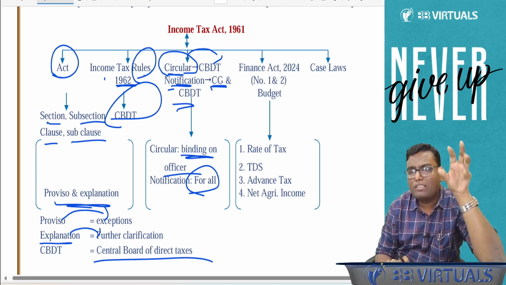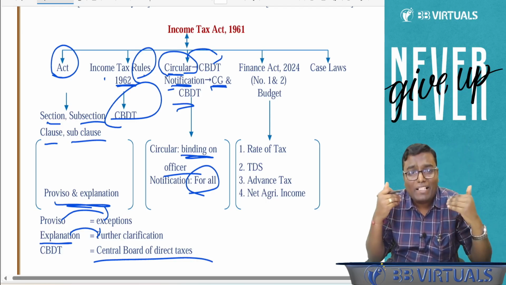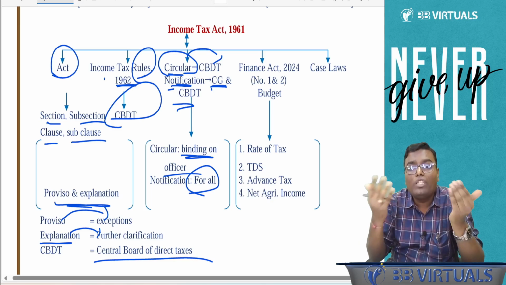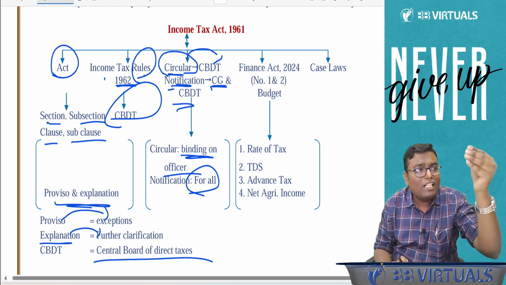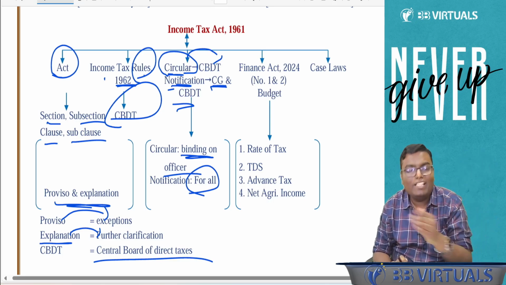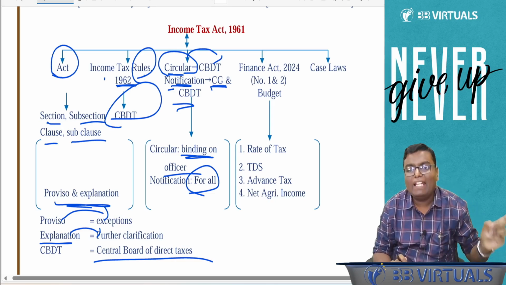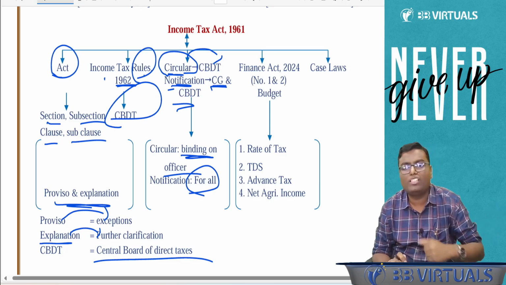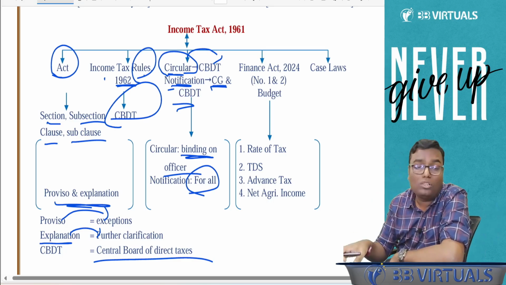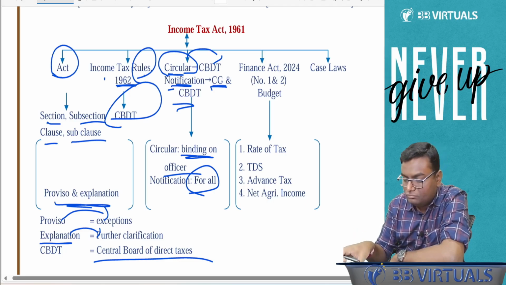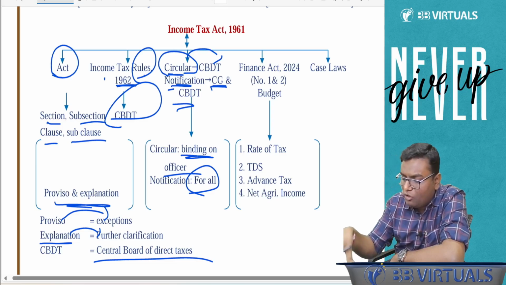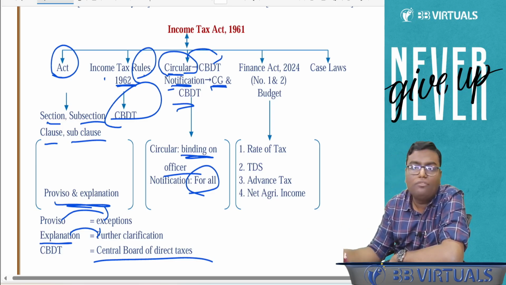Up to now, we have... By the way, I have not started this chapter yet. What we are going to learn, we are going to learn this many things in our curriculum. First, we will study the act. Second, we will study the rules. Third, sometimes we will study circulars and notifications. Fourth, what we will study? Finance Act. A very interesting topic to understand.